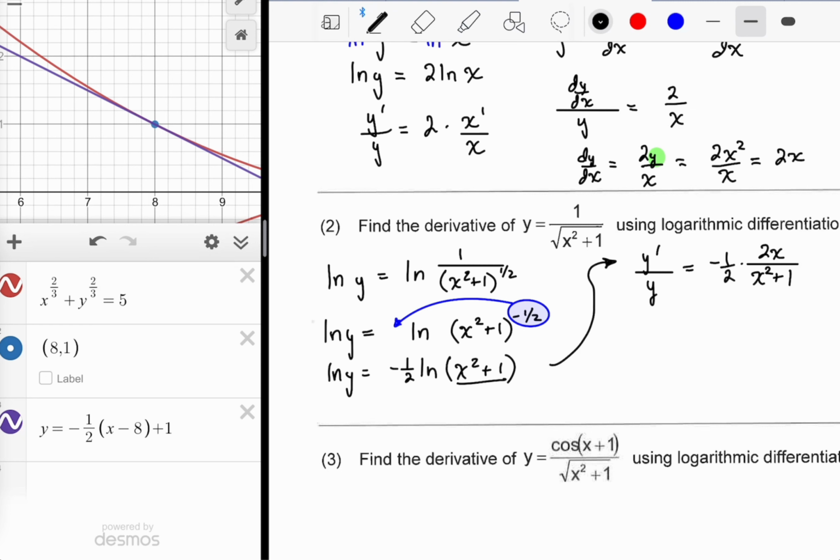If I want to get y prime alone, I just multiply both sides by y. Can't help but simplify this because I see a 1/2 and a 2. So this is the same as saying negative x over x squared plus 1 multiplied by y. And since we know that y is equal to 1 over the square root of x squared plus 1, we have our derivative.